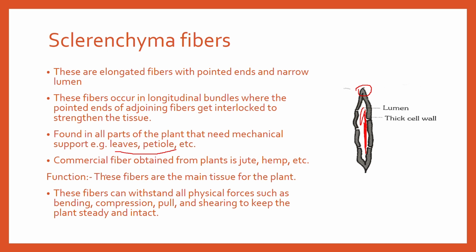So what are the functions that sclerenchyma fiber performs? These fibers are the main supporting tissue of the plant. These fibers can withstand all physical forces such as bending, compression, pull and shearing to keep the plant steady and intact.